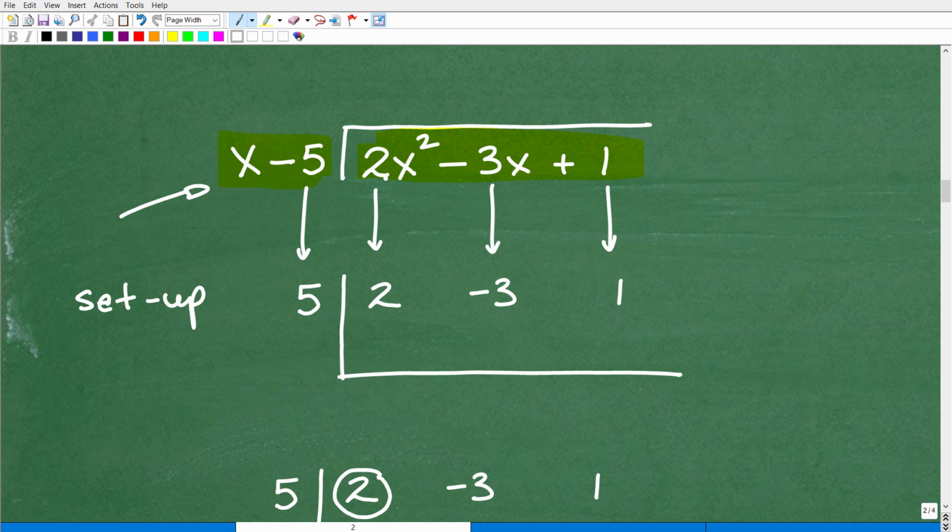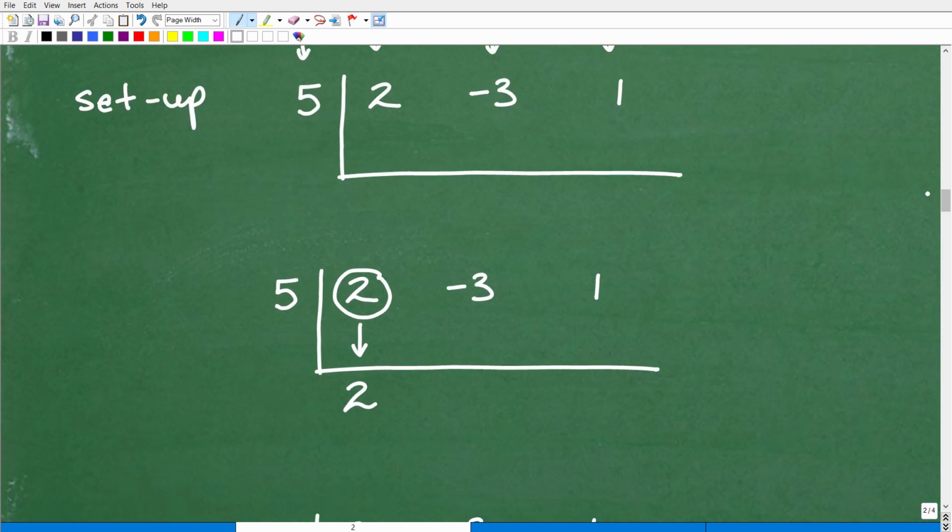And now I'm going to use the coefficients again. This is written in highest to lowest power: x squared, x, and a number. So here's 2, negative 3, and 1, and I've got my nice little L here. So let's go ahead and practice this procedure again. What's the first thing I'm going to do? The first thing is I'm going to drop that 2 down. So 2 goes right here.